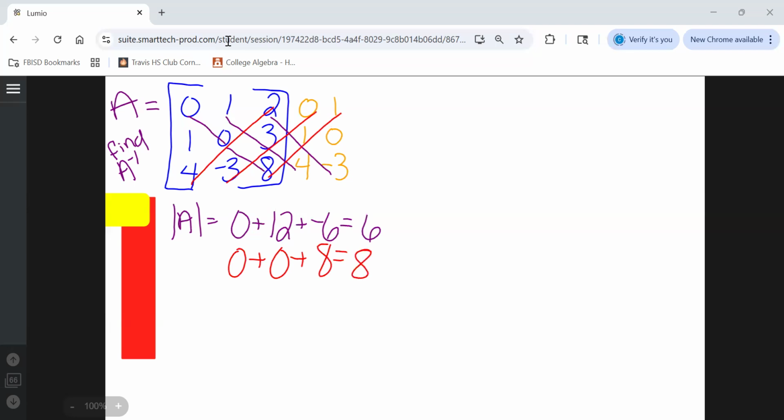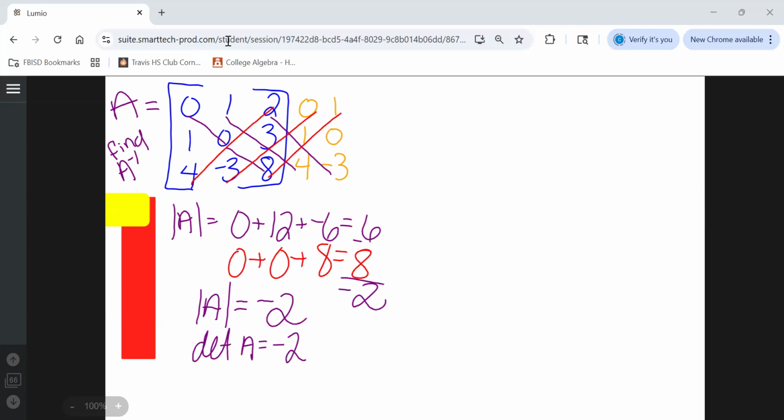Last but not least, I'm going to take their sums and I'm going to subtract them. So the first diagonals minus the second diagonal, 6 minus 8, which is going to give me negative 2. So my determinant of the matrix A is negative 2. Remember, you can write it as such, or you can write det A is negative 2, whichever one tickles your happiness.